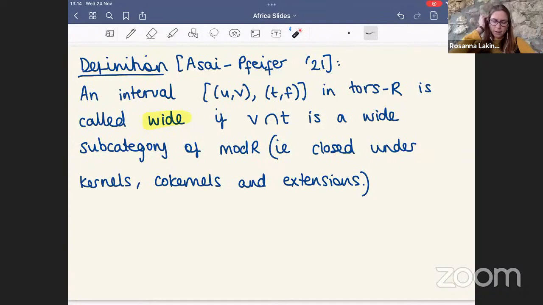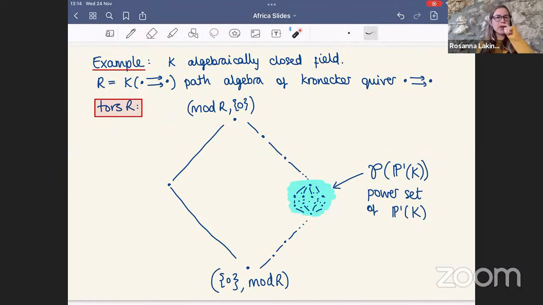Okay, so let me illustrate this with an example. If you take this Noetherian ring that we fixed to be the path algebra of the Kronecker quiver, this is an example of a hereditary Noetherian ring, or really it's a finite dimensional algebra, then its lattice of torsion classes looks like this picture here.